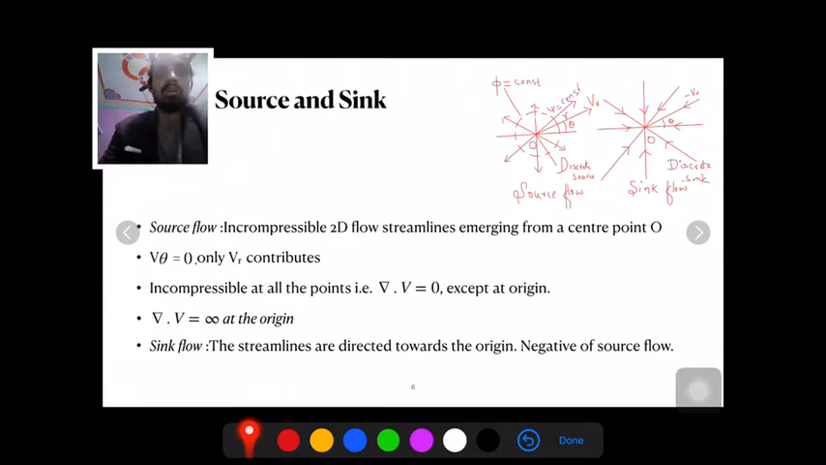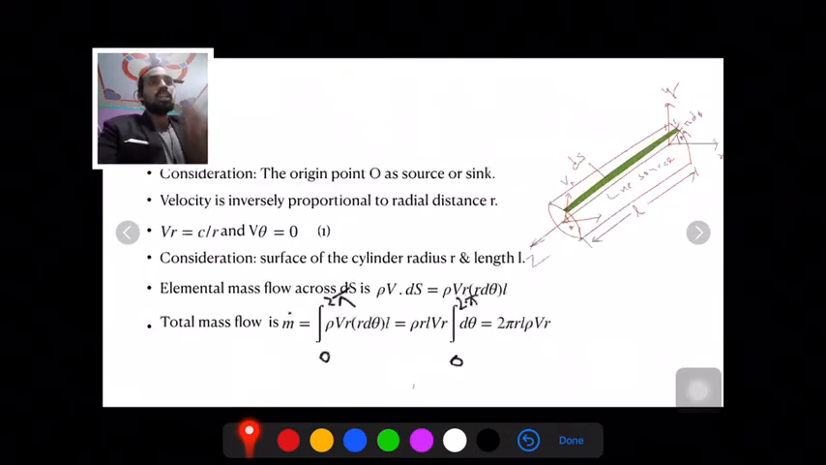Now we know that it is incompressible at all the points. Del dot v is equal to 0 at all the points except at the origin, because at the origin it is infinite. In sink flow it is again directed towards the point, as I already told you, and it is just the negative of your source flow. Now you can see a cylindrical coordinate system that I have taken here. Let O be the origin, and the origin can be of a source or a sink, anything.